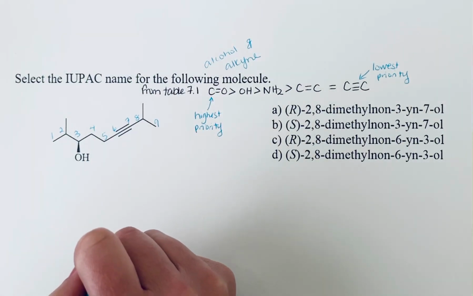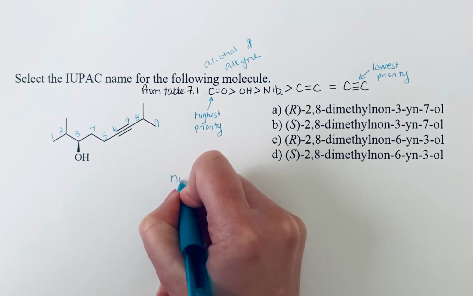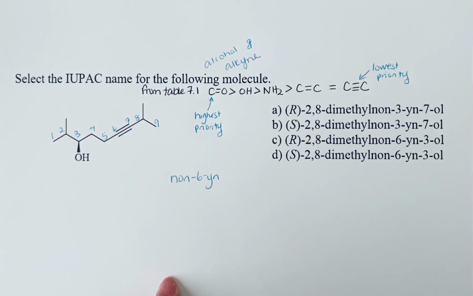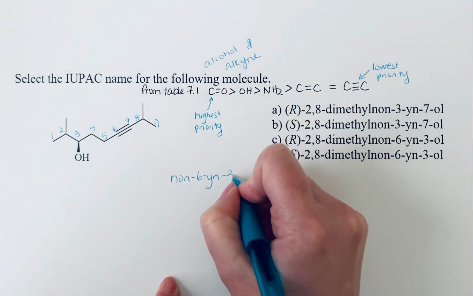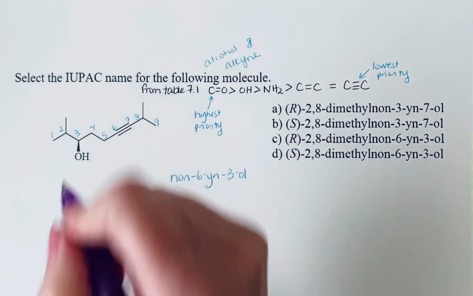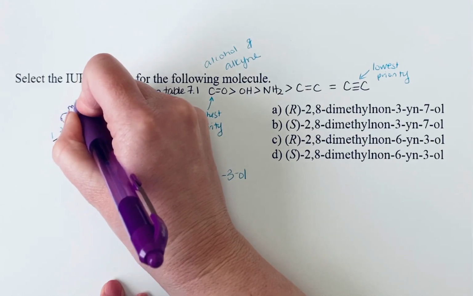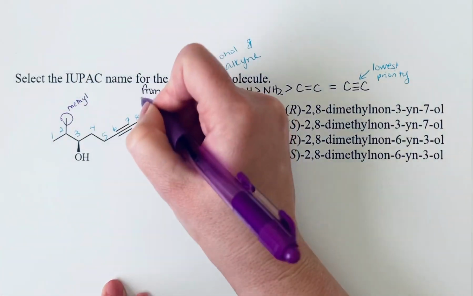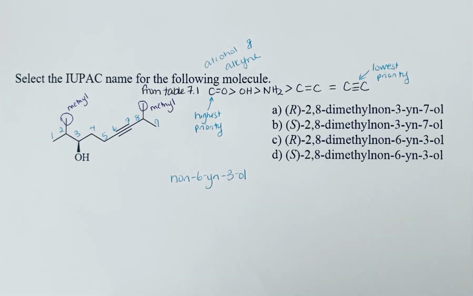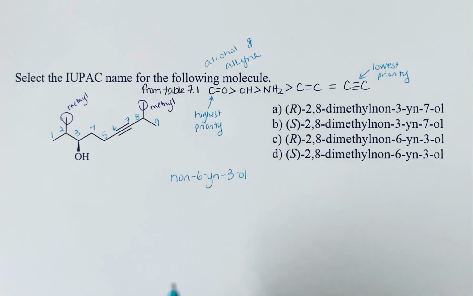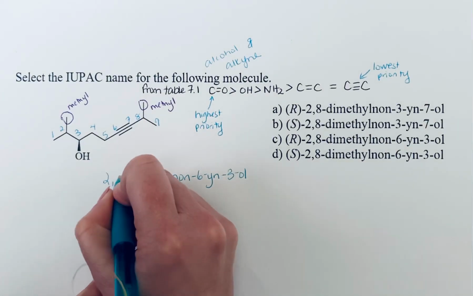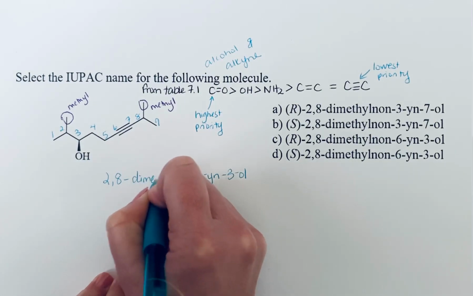So we have then as a parent chain non for 9, 6-yne to show that the alkyne starts at carbon 6, 3-ol. In looking at the substituents, we see at carbon 2 that we have a methyl group, and we see at carbon 8 that we have another methyl group. So we will say that this is 2,8-dimethyl, non-6-yne-3-ol. So 2,8-dimethyl.